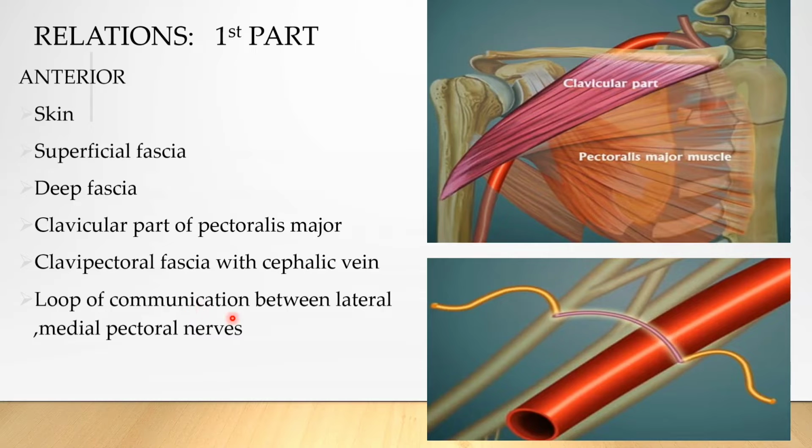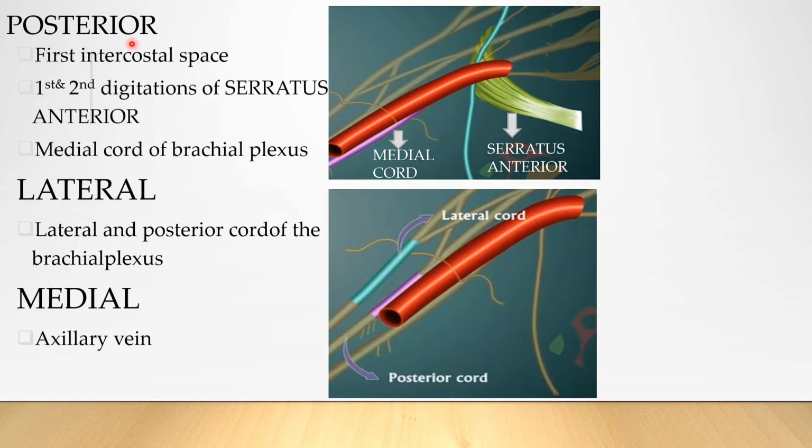Then next, the loop of communication between the lateral and medial pectoral nerves. As we discussed in the brachial plexus, the lateral and medial pectoral nerves, this loop. Here you can see in the second picture, this loop which is purple in color. This is the relation of the first part of the axillary artery. See, it's very easy. Skin, superficial fascia, deep fascia are common. Next, the clavicular part of pectoralis major, then clavipectoral fascia, then the loop of communication between the lateral and medial pectoral nerves. Next, coming to posterior.